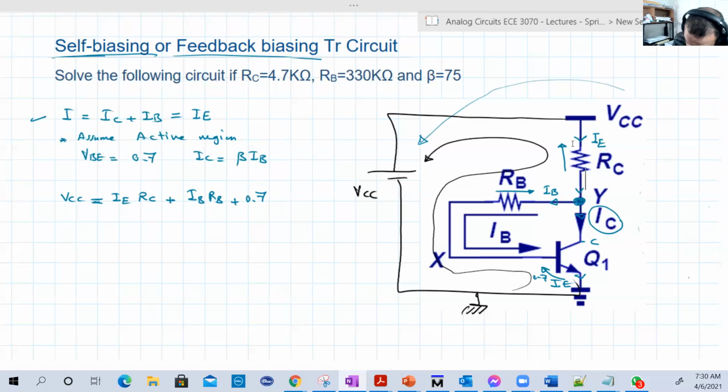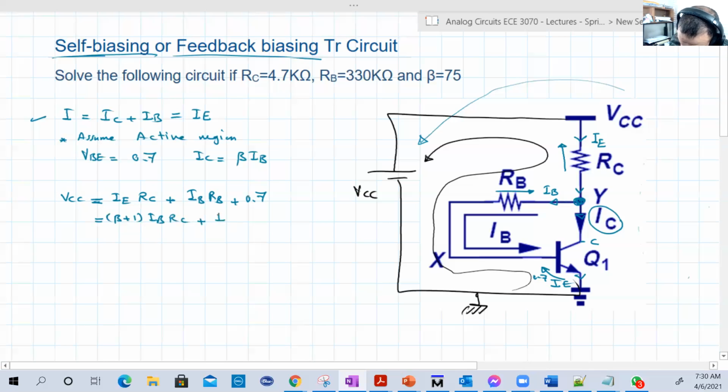Okay, but remember, IE is basically beta plus 1 IB. So this is now the circuit loop.